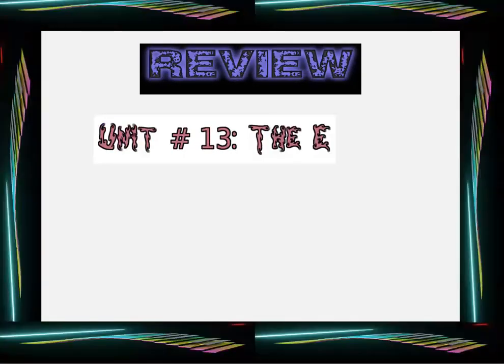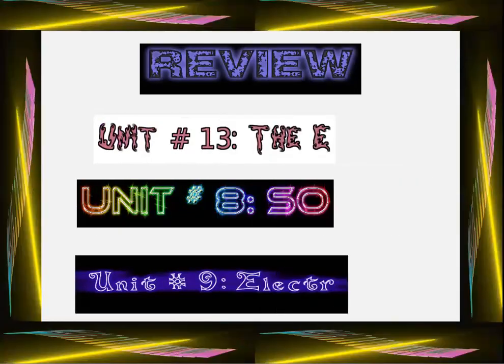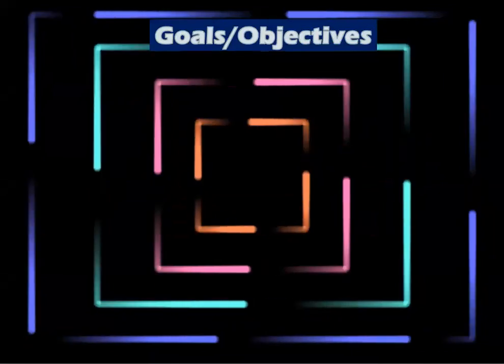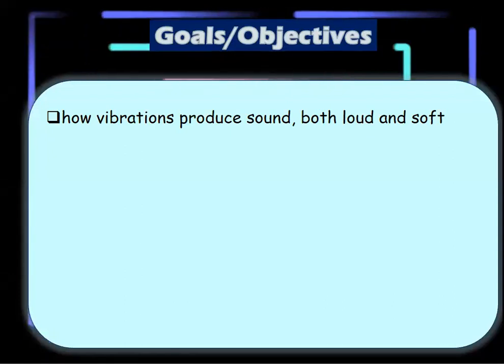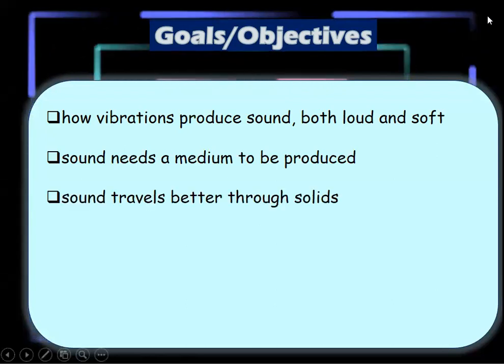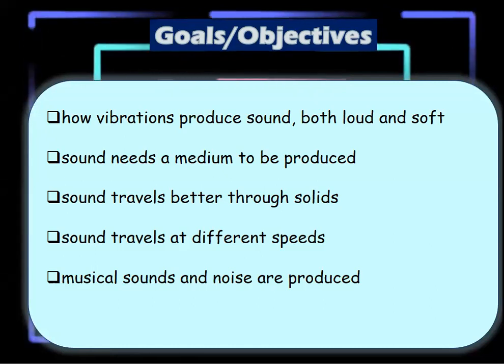This lesson is about the revision session of unit number 13, the earth, unit number 8, sound, and unit number 9, electricity. The parts we already discussed are how vibrations produce sound, both loud and soft. Sound needs a medium to be produced. Sound travels better through solids. Sound travels at different speeds. Musical sounds and noise are produced.